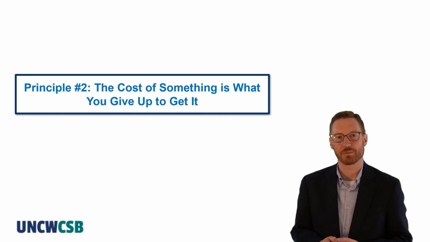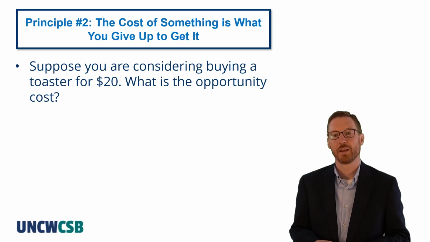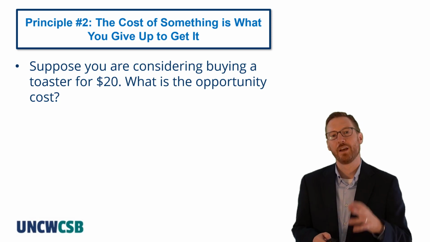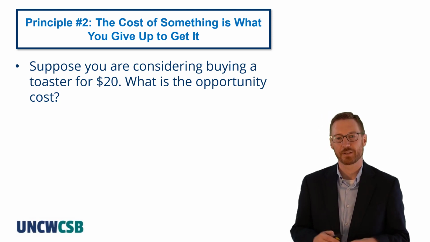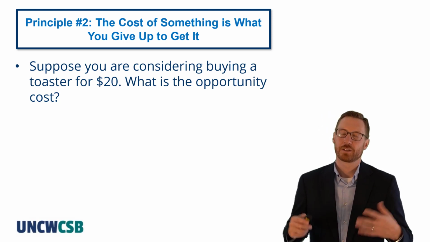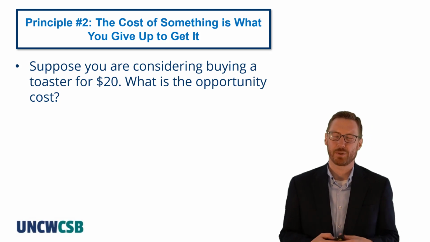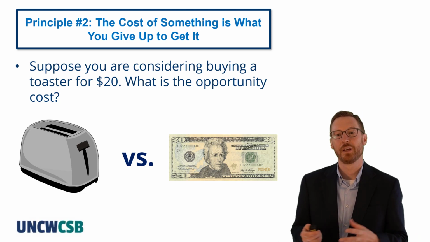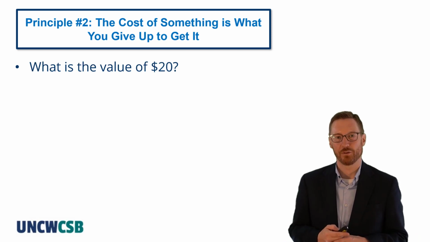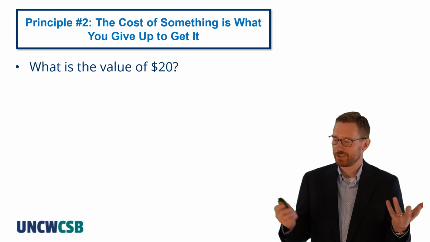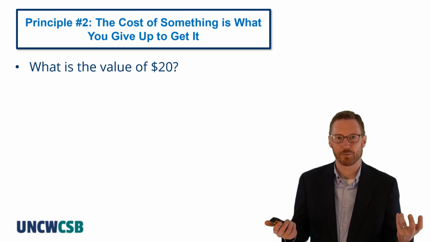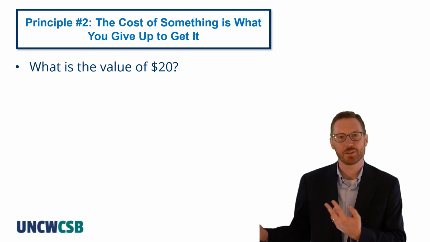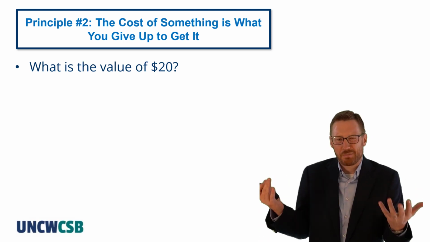Let's think about this principle a little bit more. Suppose you're considering buying a toaster for $20. What's the opportunity cost of buying that toaster? When we're looking at the toaster, we tend to think, oh, it's the toaster versus $20. But what's the value of $20? It's just a piece of paper. It has ink on it already. It's not good for taking notes on. You can't start fires with it because the ink is poisonous. It's just a piece of paper.